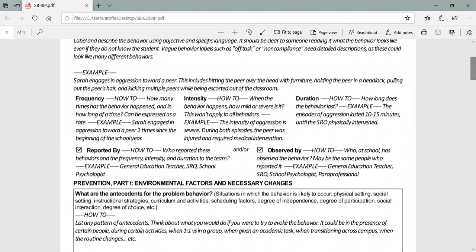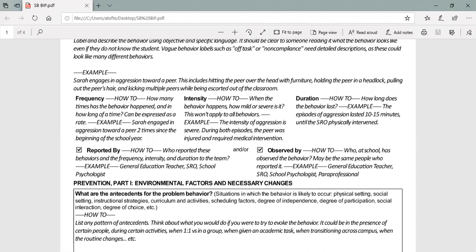For the frequency, intensity, and duration, not every behavior lends themselves to all of these categories. So some behaviors, you might include a frequency, but not a duration, or not an intensity. For example, if you're talking about on task versus off task, you probably wouldn't call that an intensity. You can't really intensely be on task or intensely be off task. You would be looking then at duration, probably. Like how much of the class time is the student on task? How much of the class time is the student off task? So it depends on the behavior.